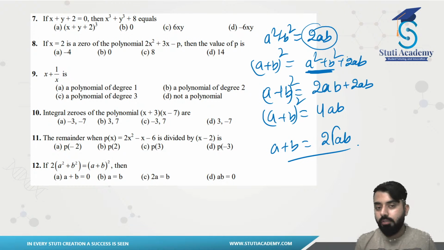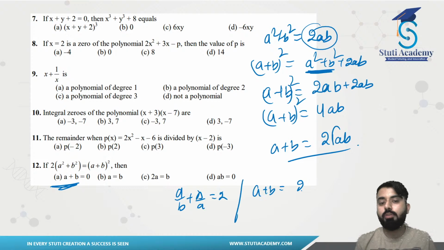So none of the options are matching. I think there is something missing with the options. You can say either a by b plus b by a is equal to 2, or you can say a plus b should be equal to 2 root ab. I will check these options, but I don't think the options are correct in this case. So our answer most probably will be this one, right? So let's move forward and see our 13th question.